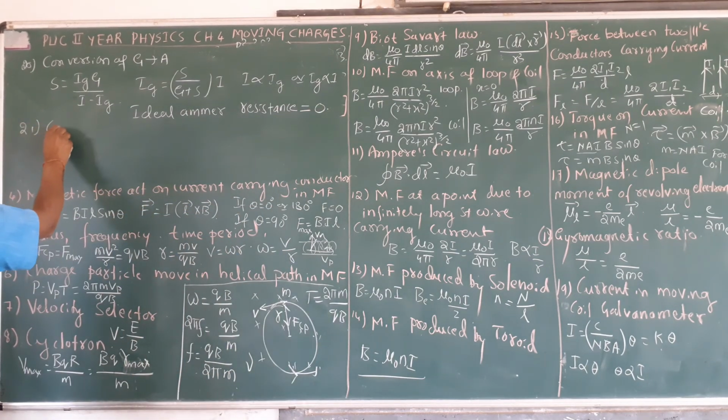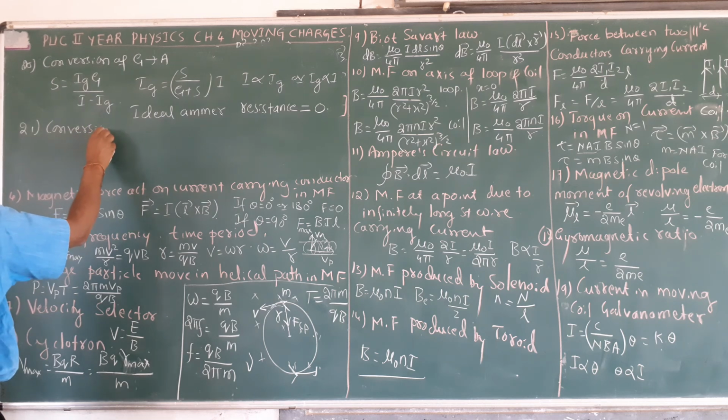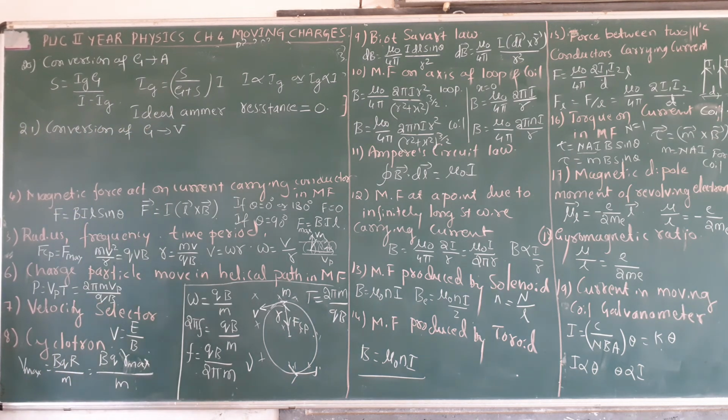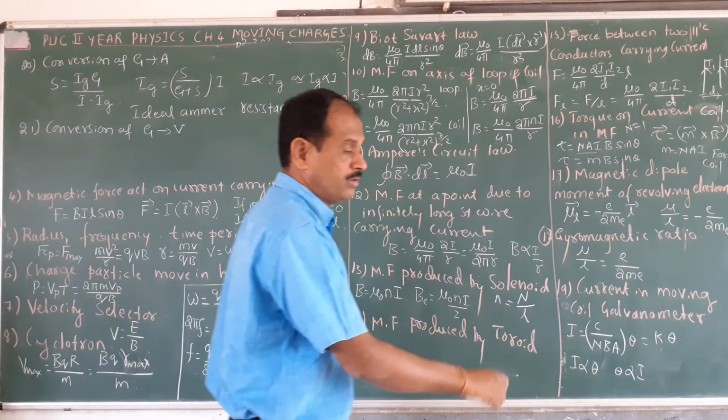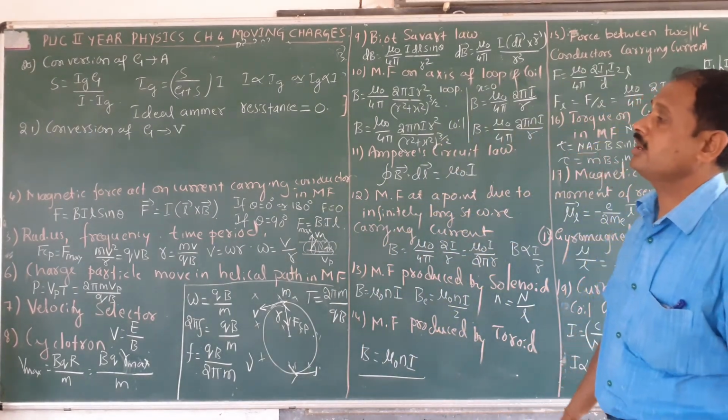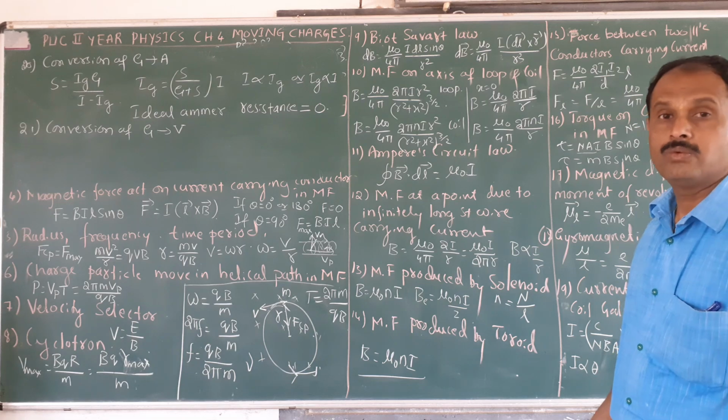21. Conversion of galvanometer into voltmeter. How do you convert the galvanometer into a voltmeter? When a very high resistance is connected in series to the given galvanometer, then it is converted into a voltmeter.